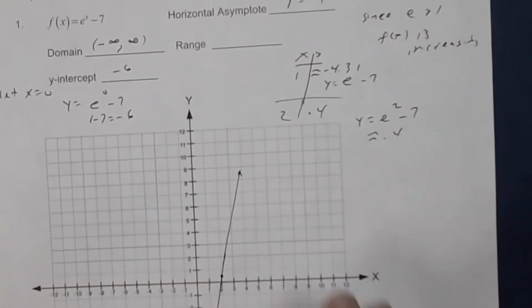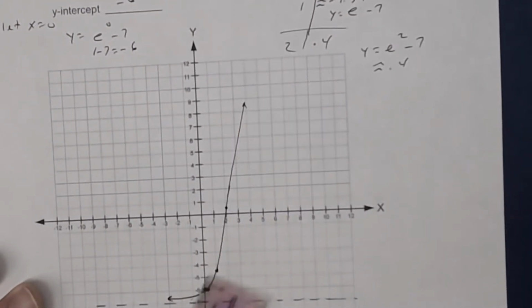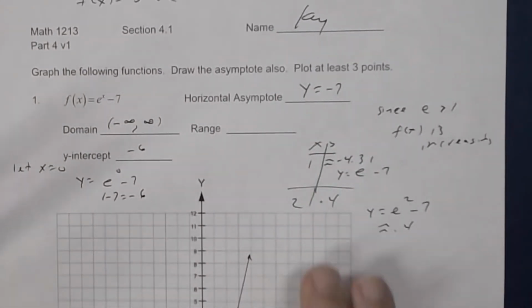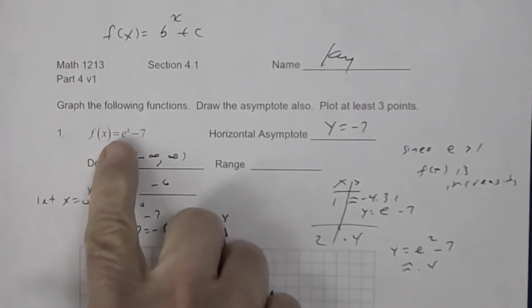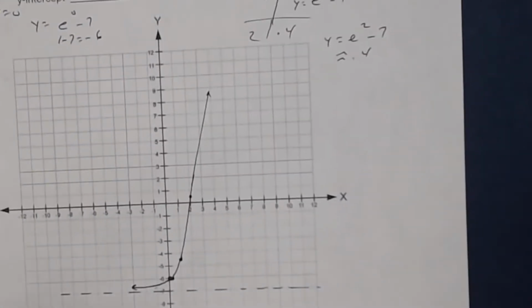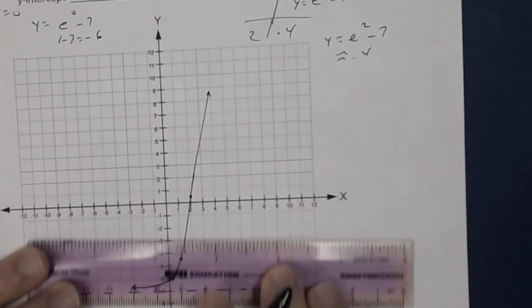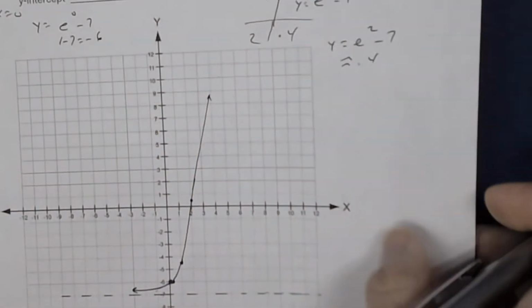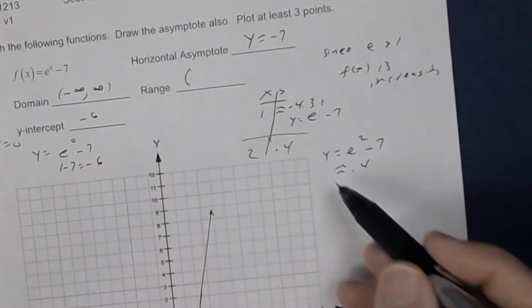Now, let's talk about the range. Now keep in mind that you didn't have to draw the graph to determine the range. It's because if the horizontal asymptote is y equal -7, and the graph is above the horizontal asymptote because there's no reflection, then your range is going to be from -7 all the way to infinity. Now remember, you can't say bracket here. It must be parentheses, because the y value is never -7.